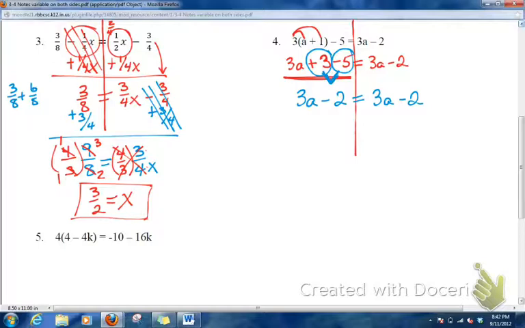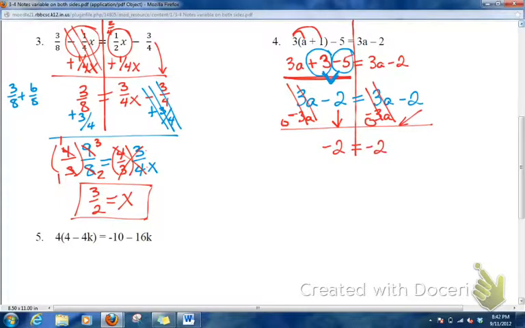Alright, so now I have 3a minus 2 equals 3a minus 2. I want to get my variables together, so I'm going to subtract 3a on both sides so that on the left side positive 3a and negative 3a cancel, they make 0. But wait, on the right side positive 3a and negative 3a also make 0. Well, don't stop, keep writing. What do you have left? Negative 2 equals negative 2.